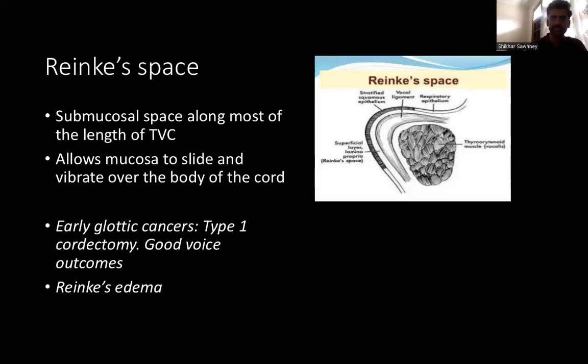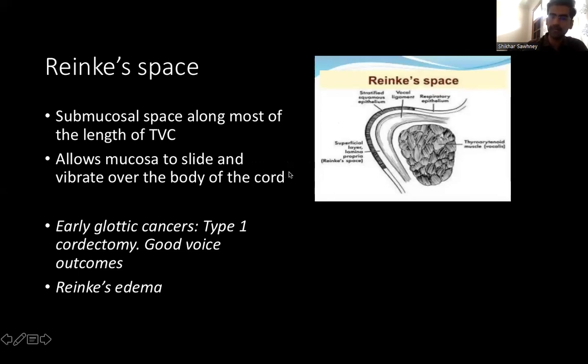Talking about these spaces, the first space is the Reinke space. As I already mentioned, it is the part of the superficial lamina propria of the true vocal cord. It is a submucosal space that is present along most of the length of true vocal cords. It allows the mucosa over it to slide and vibrate and form the mucosal wave, which is important for good phonation to happen. Now, this has two huge clinical implications.